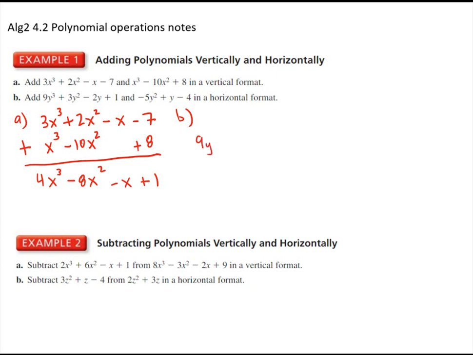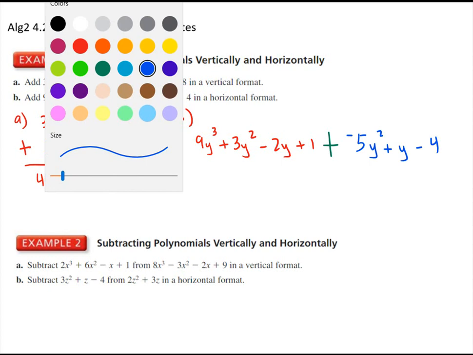So we have 9y to the third plus 3y squared minus 2y plus 1. And then we're going to add the second polynomial, which is negative 5y squared plus y minus 4. And then just find the like terms. There's nothing like terms with the 9y to the third.